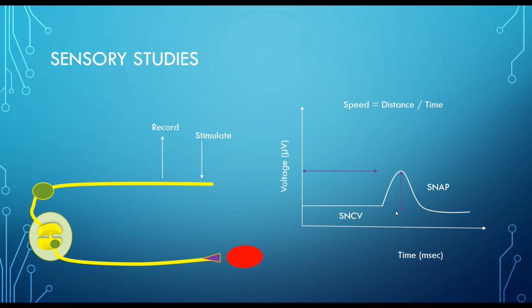And so what we measure is the latency. Speed is distance divided by time. So whatever the distance is between the stimulating point and the recording point, we divide it by the time, and we get our meters per second for the conduction velocity. We determine our amplitude between the baseline and peak. There are different ways of determining what you're measuring, but over here this will be the sensory nerve action potential in how I'm choosing to show that to you at this moment in time.